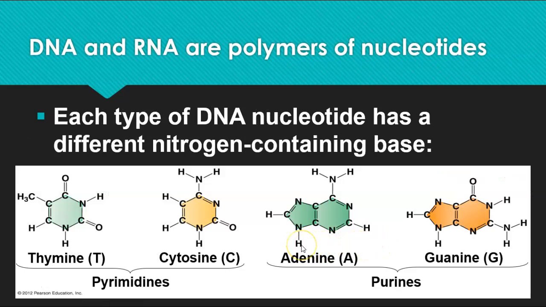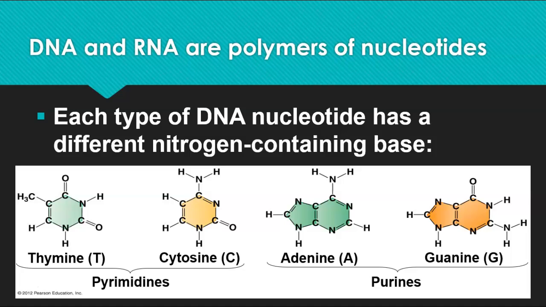Each type of nucleotide has a different nitrogen-containing base. You can see here the 4 different bases. We have thymine and cytosine, both of which belong to a group of nitrogen bases called pyrimidines. They have a single ring structure with lots of nitrogen in it. The other 2, adenine and guanine, look a little different. They have a double ring structure, and they're what we call purines. It is important to know which is which.